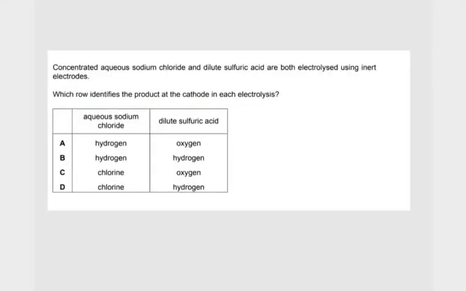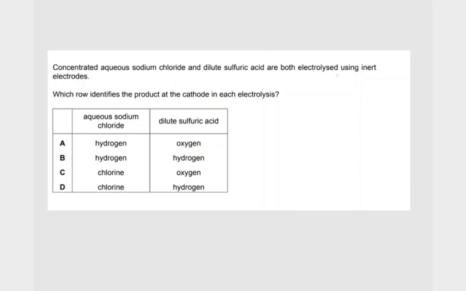Let's discuss a few questions on electrochemistry for the IGCSE. Concentrated aqueous sodium chloride and dilute sulfuric acid are both electrolyzed using inert electrodes. Which row identifies the product at the cathode in each electrolysis?